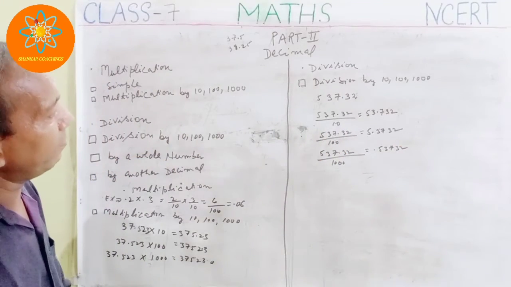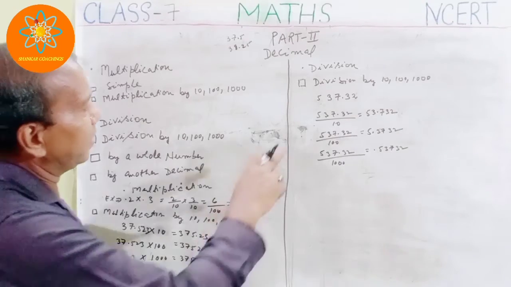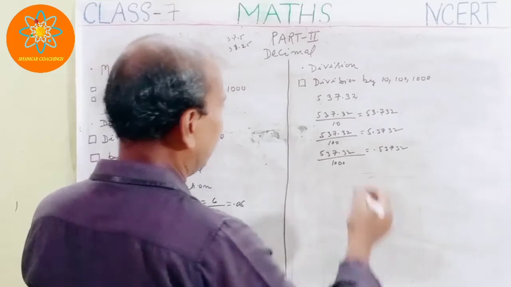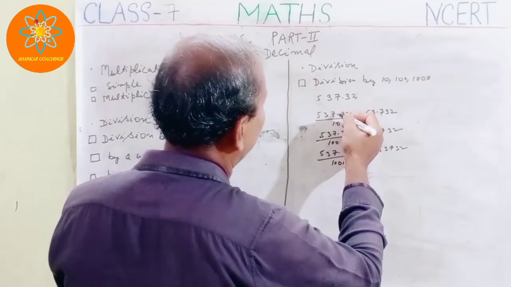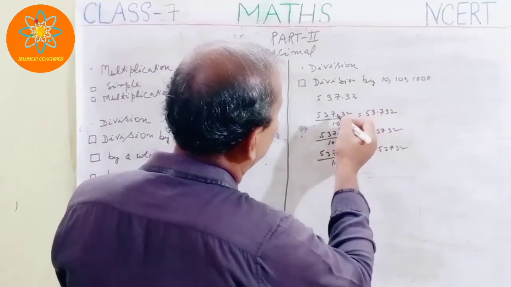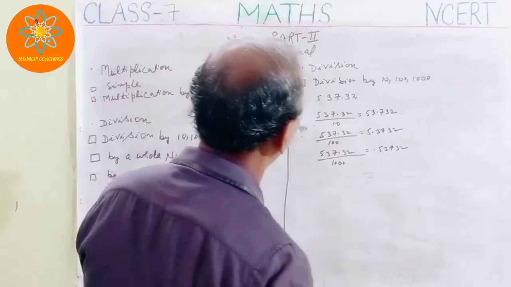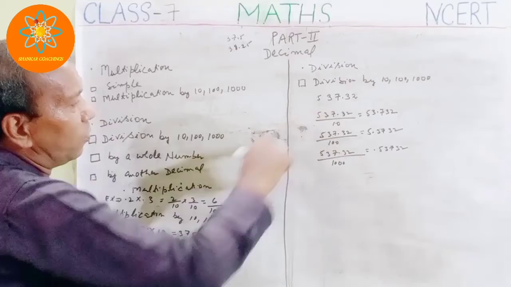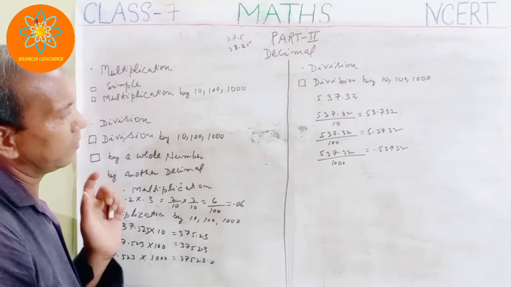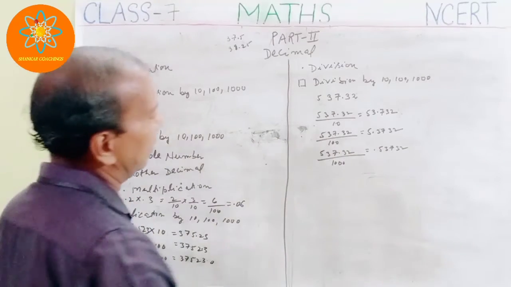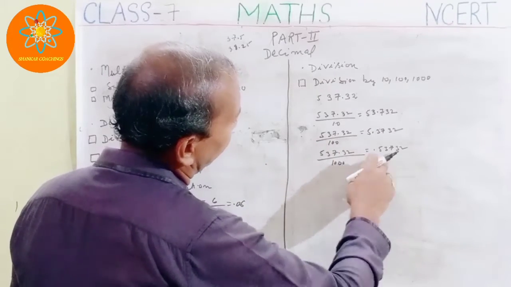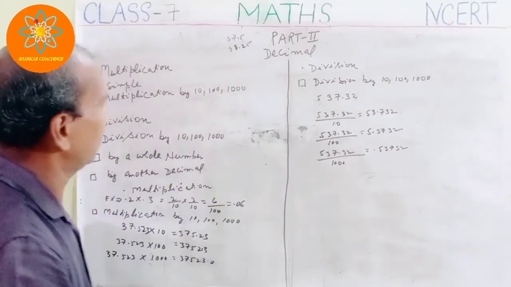So if I am dividing any decimal number by 10, 100 and 1000, this decimal point is shifted to the left. Here one 0 is there, so it is shifted one place. Here two 0s are there, so shifted two places. Here it is shifted three places.